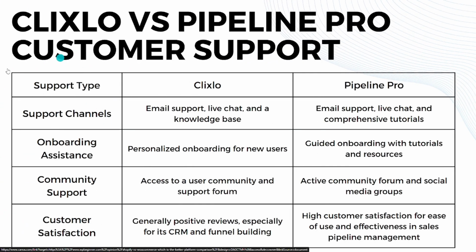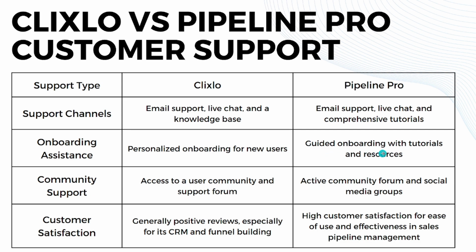So when we talk about their support channels, both Clixlo and Pipeline Pro have email support, live chat, and knowledge base. So they're just the same. And when we talk about the onboarding assistance, Clixlo has personalized onboarding for new users, while Pipeline Pro has guided onboarding with tutorials and resources.